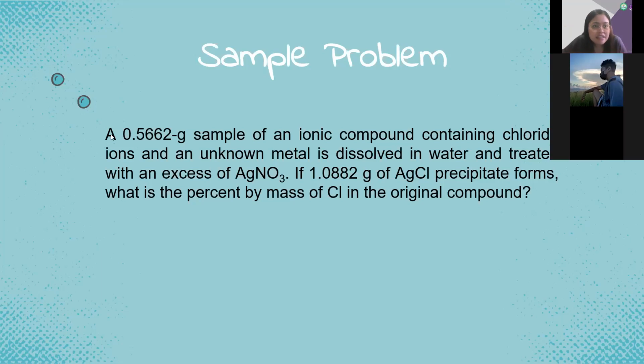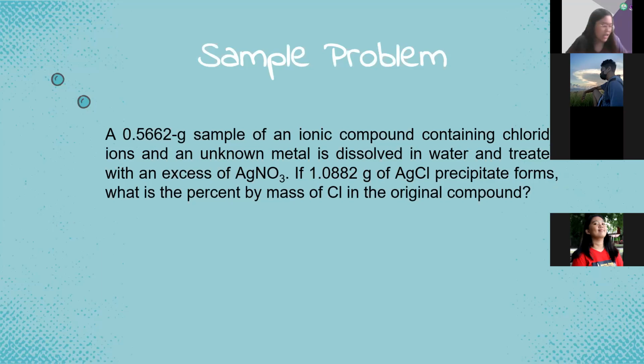So let's first read and understand the problem. We have a 0.5662 gram sample of an ionic compound containing chloride ions and an unknown metal, dissolved in water and treated with an excess of silver nitrate. If 1.0882 grams of silver chloride precipitate forms, what is the percent by mass of chloride in the original compound?